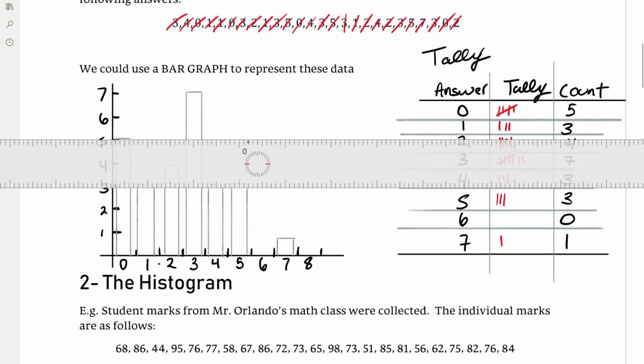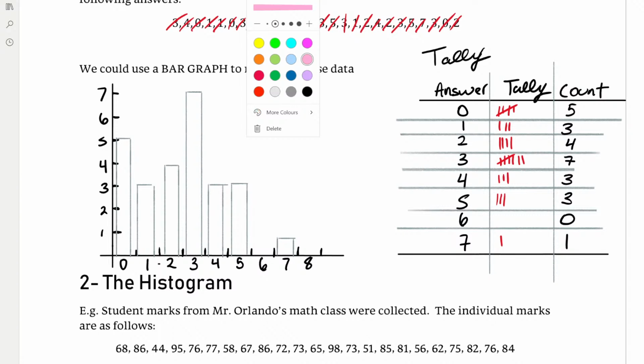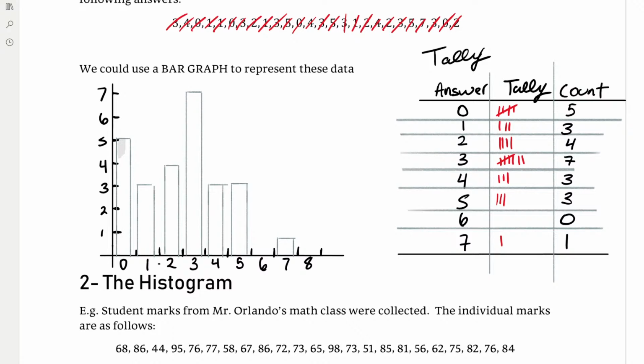Just like that. And then, of course, it's nice to shade these in. So maybe I would grab this and say, okay, we'll fill it in. And that's a nice looking bar graph. You can do a nice careful job there. Beauty. Okay, so that's a bar graph, and it shows us the count in each category.